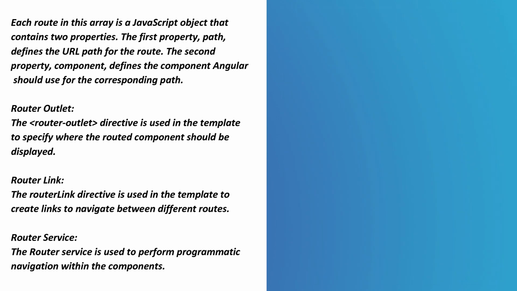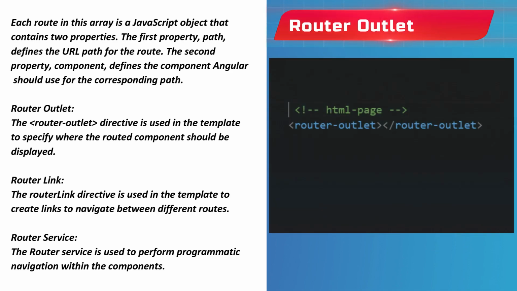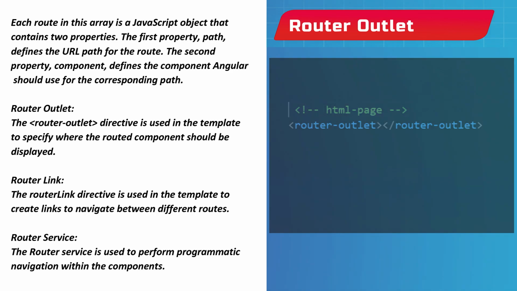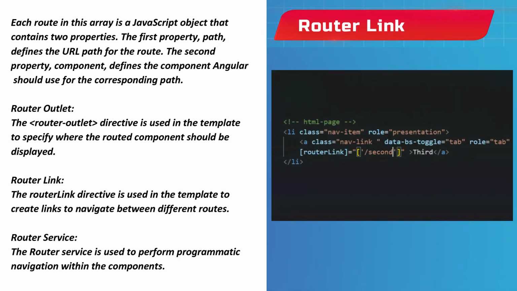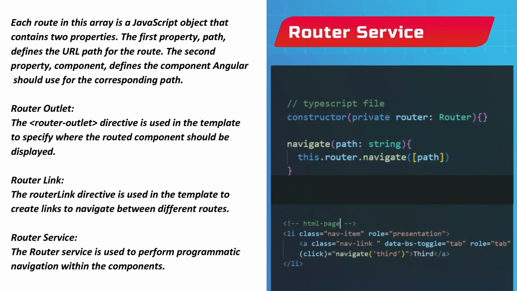There are some Angular router features explained here. Router outlet. The router outlet directive is used in the template to specify where the routed component should be displayed. Router link. The router link directive is used in the template to create links to navigate between different routes. Router service. The router service is used to perform programmatic navigation within the components.